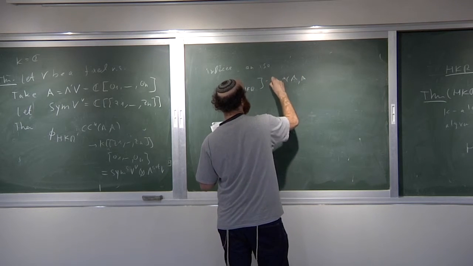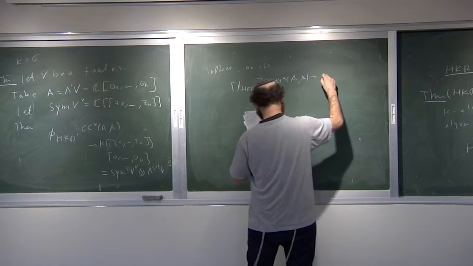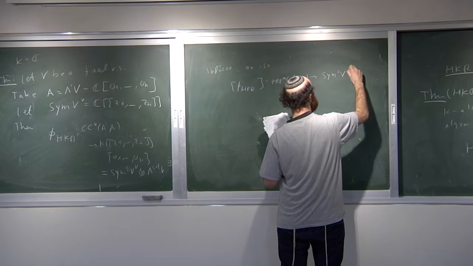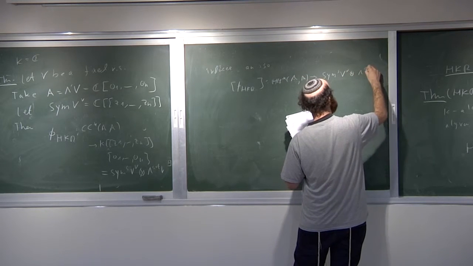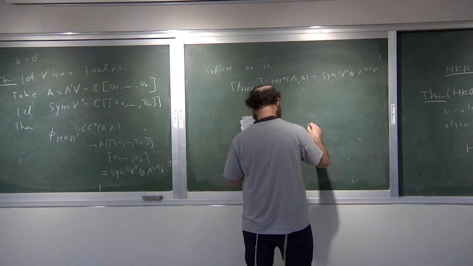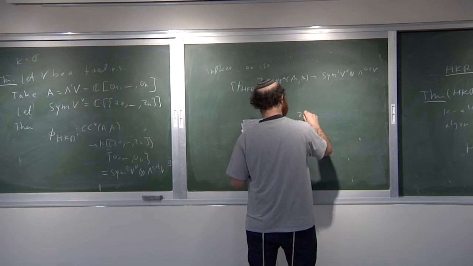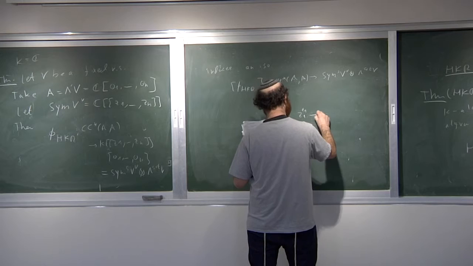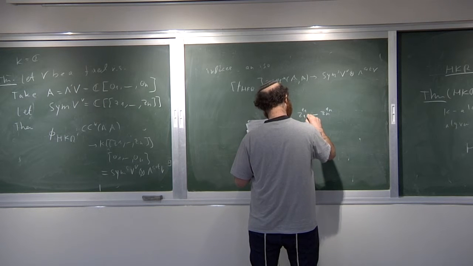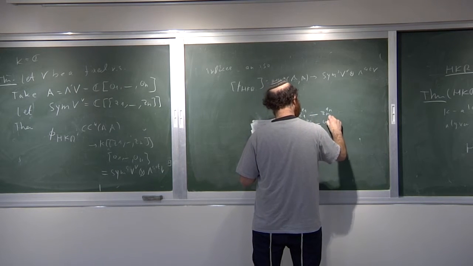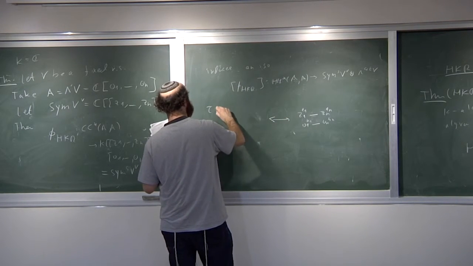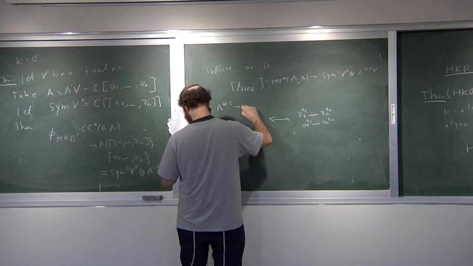Sorry, from Hochschild homology into this. And I'm going to say what this isomorphism does on a generator. If you have Z1 to the A1, Zn to the An, and then theta 1 to the B1, theta n to the Bn, well, this is the same as the Hochschild map from A tensor S to A.